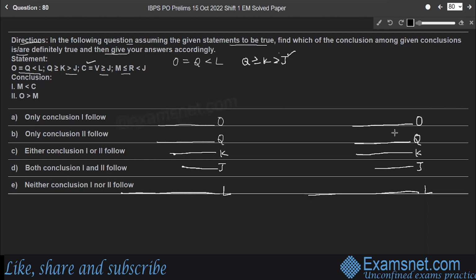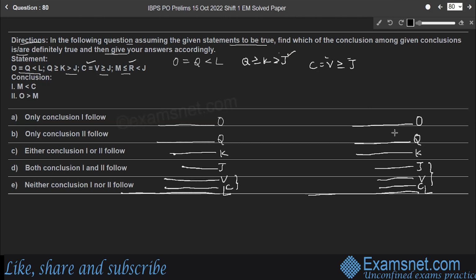Third part of the statement. C is equal to V, V greater than or equal to J. So consider V and J relationship. V greater than J. So in first case, V is greater than J. In the second case, V is equal to J. And C is equal to V. So in the second case, J, V and C are equal, right? In the first case, V and C are equal.